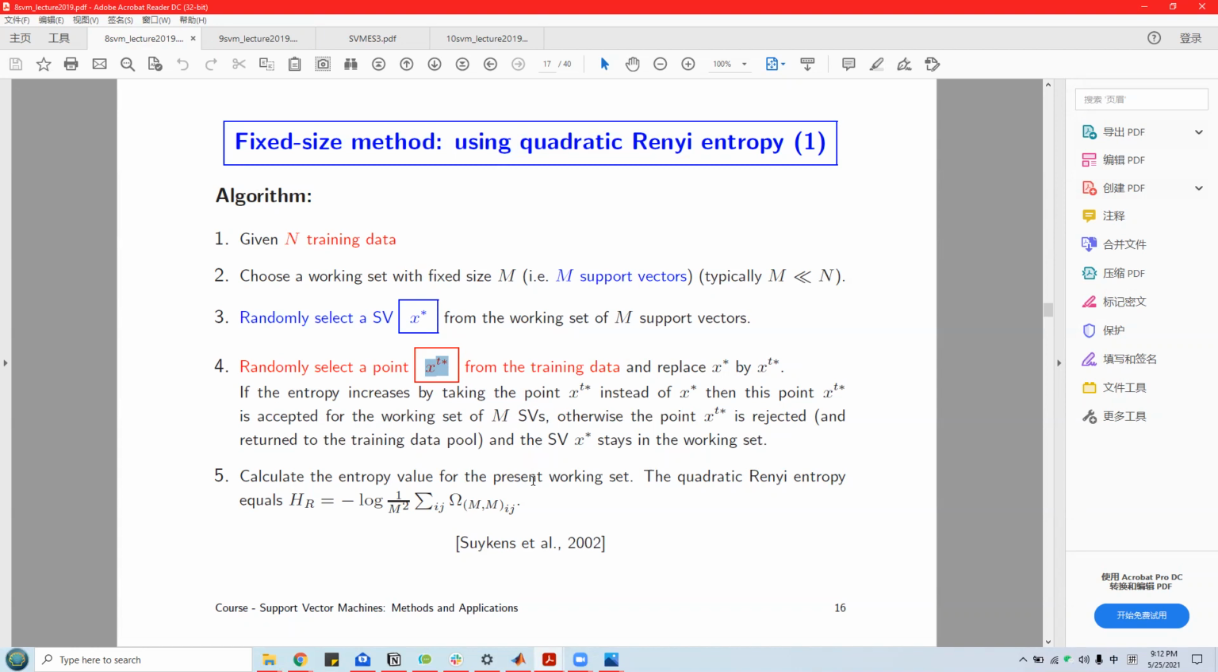And then what else do you do? You calculate the quadratic entropy for the present data set. I think this is what they are saying converges. So in the end, your subset will converge to this kind of entropy. Did I understand correctly?